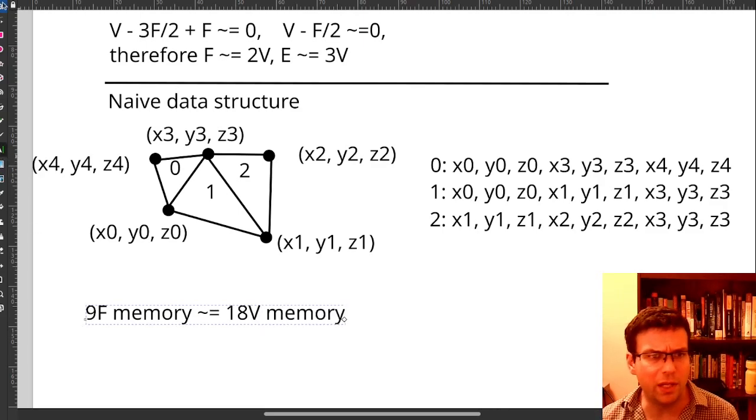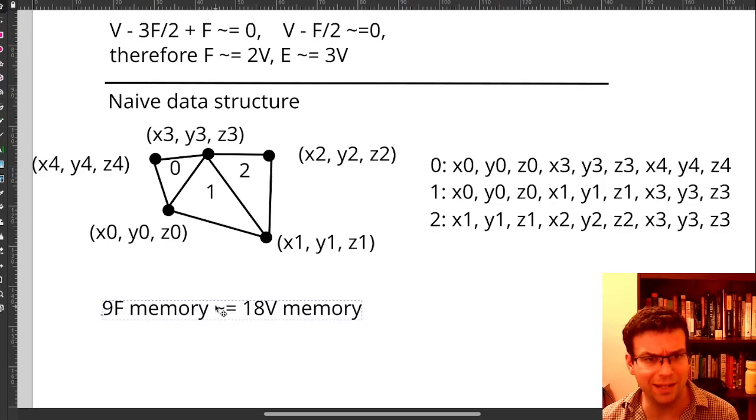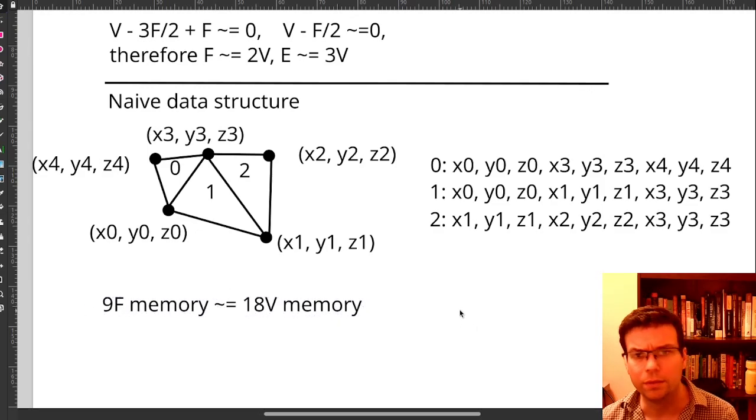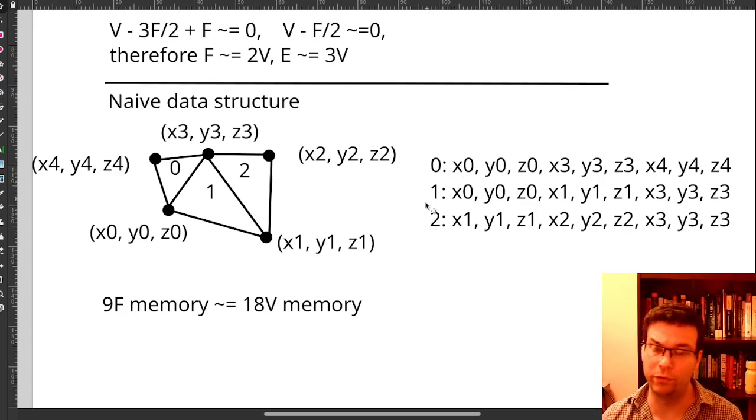So that seems like maybe a lot of memory: 18 times the number of vertices. And the other downside is if I change one of the vertices, let's say x3, y3, z3, we'll have to go through every single triangle and update that particular vertex. I'd have to update it here, here, and here. You have to go through and find every single triangle that this belongs to and update it. And so that's a little bit tedious.